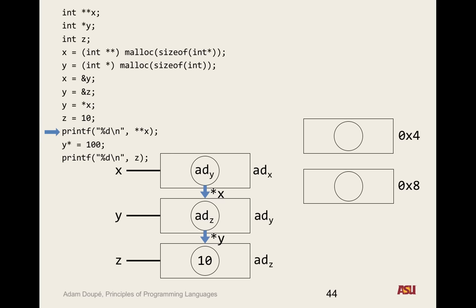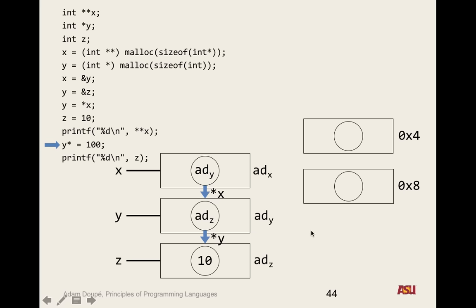So what is star star x? It's the location that contains the value 10. Star x is this location here, which happens to be the location associated with y. And if we ask what's the value in there, what location does that address reference? Well, that's ABZ, which is this location. Remember, this is actually a location, an L value. So yes, this will print out 10.